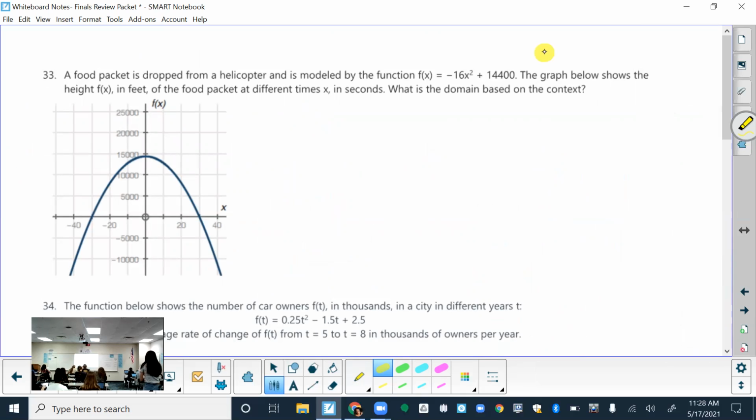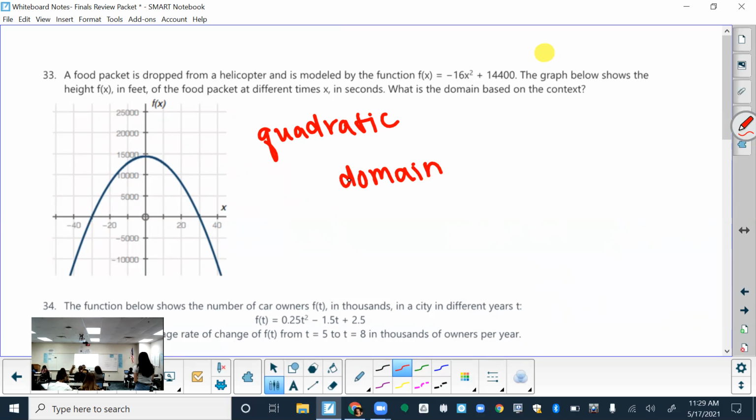So we have a food packet that is dropped from a helicopter and is modeled by this function. The graph below shows the height of the food packet at different times. What is the domain based on the context? Okay, out of all the things we learned, is this linear, exponential, or quadratic? It's a quadratic function, right? Because it has that nice U shape to it. What is the domain of all quadratic functions? All real numbers, always. All right, so the domain for this quadratic function is all real numbers.